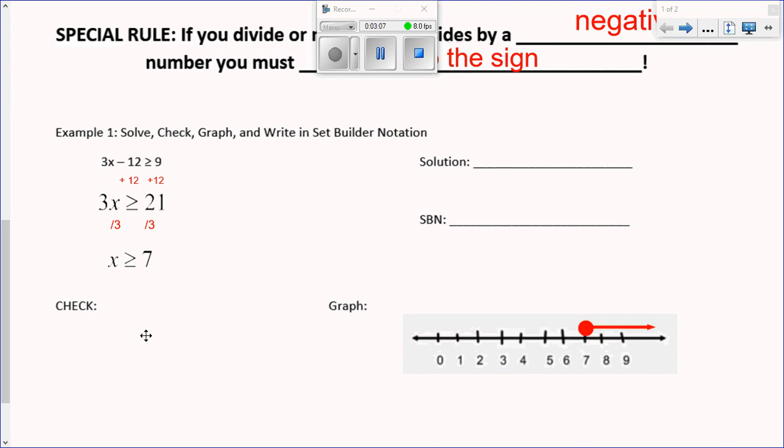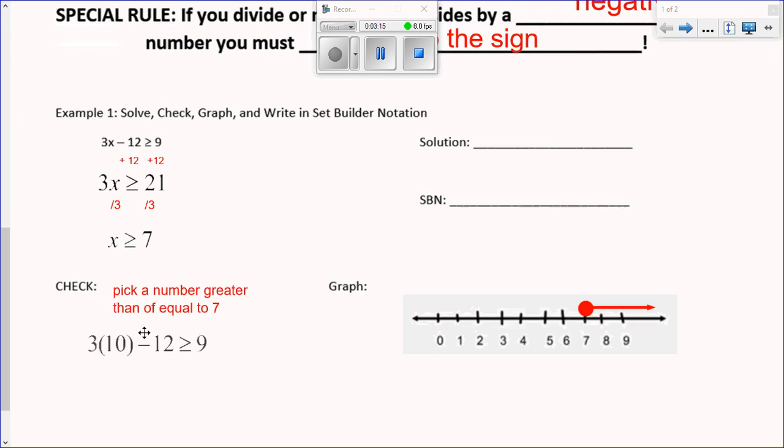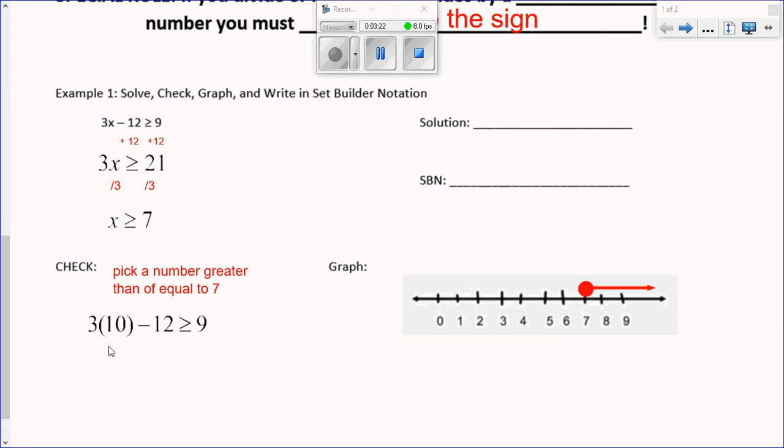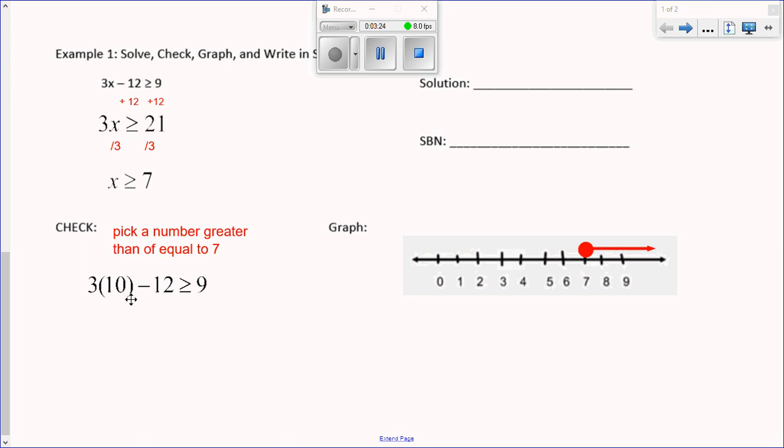Okay? So to check it, I'm going to pick a number that is supposedly greater than or equal to 7. So, what did I pick? I can't even remember. Oh, I picked 10. So I picked a number bigger than 7 and then plugged it back into the original inequality. And I'm just going to simplify this and make sure it works out. So 3 times 10 gives me 30. 30 minus 12 is 18. 18 is in fact greater than or equal to 9, so I know it works. Okay, so my solution is x is greater than or equal to 7.